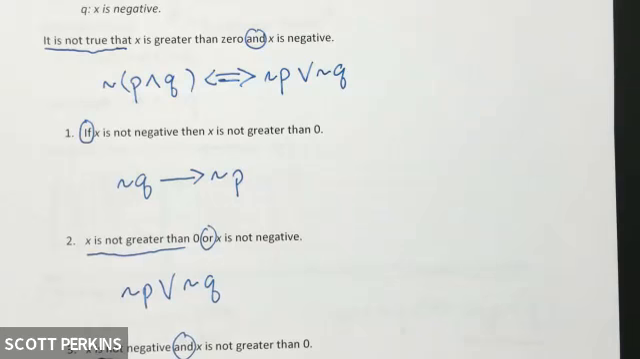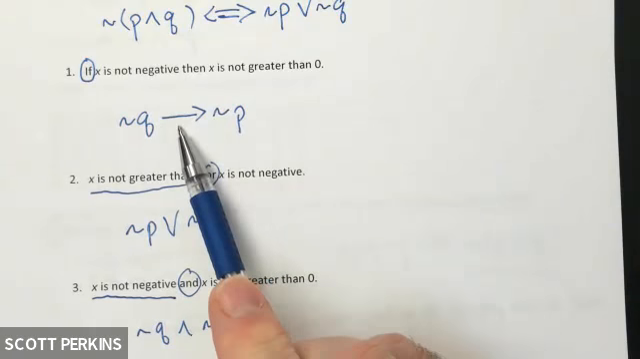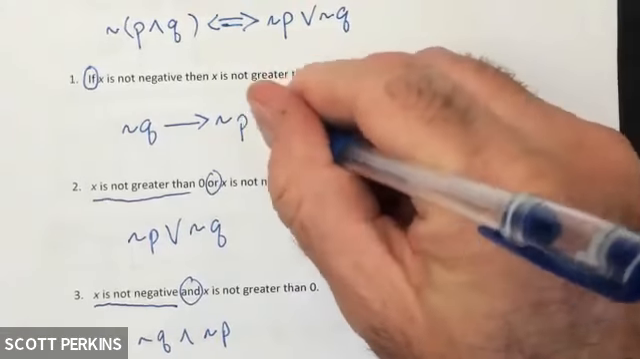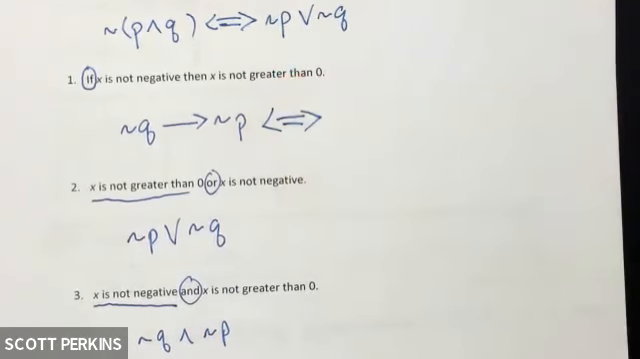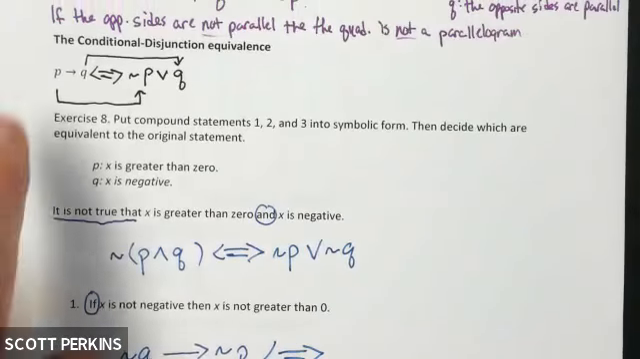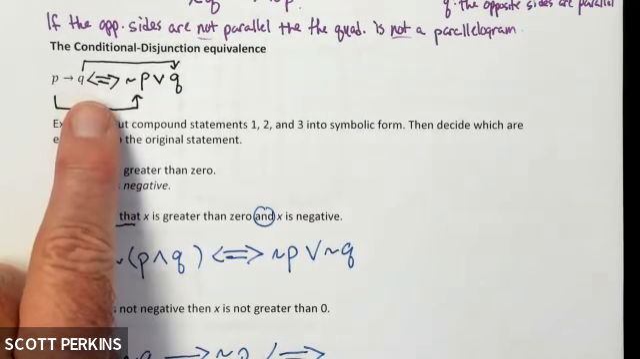Let's do one more thing, and then we're going to be able to see if any of these are the same. None of the other statements involve an if-then. So I'd like you to make your best attempt. I know that might not get this 100% correct. I want you to use the conditional disjunction equivalence that I just showed you up here, which here's the format. I'm just going to remind you one more time.